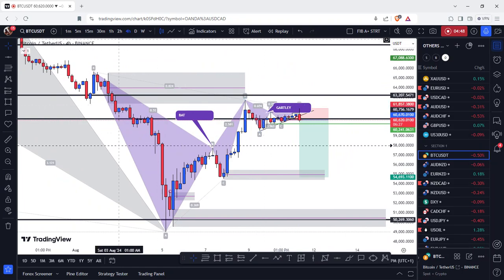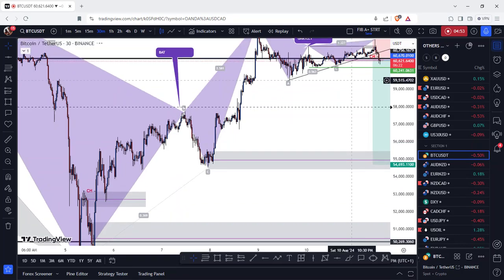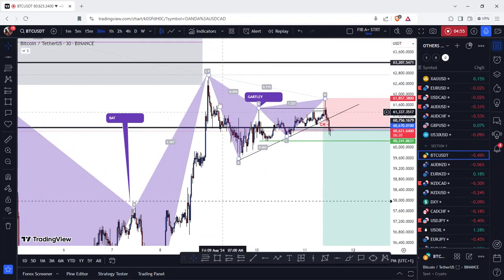And then this is a bearish pattern. If you go to a lower time frame, say the 30 minutes time frame, you will see that we're also having a valid Gartley pattern here. A very valid bearish Gartley pattern as well. The measurements are also clear.